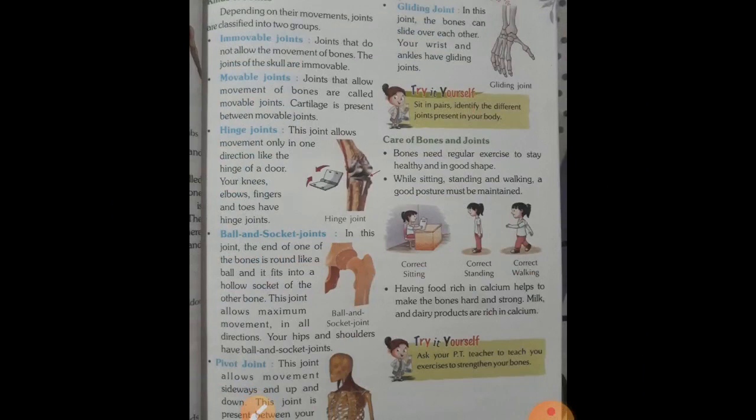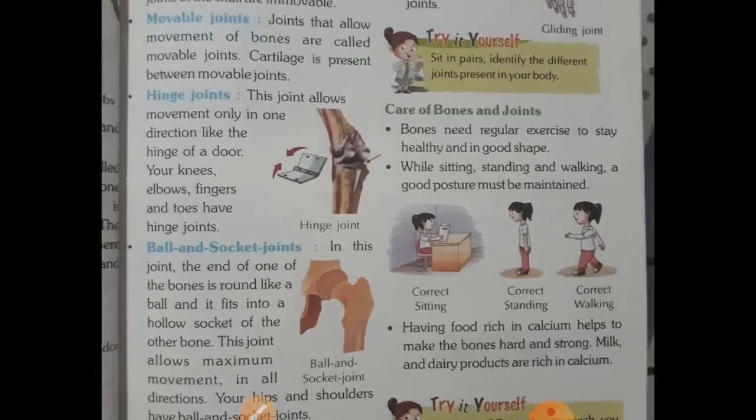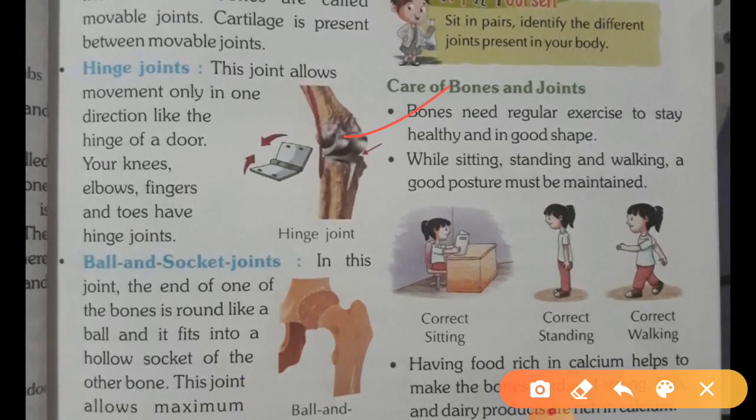And movable joints are also of four types: hinge joint, ball and socket joint, pivot joint and gliding joint. Now, care of bones and joints. How can you care for your bones and joints? Bones need regular exercise. Here you see, bones need regular exercise to stay healthy and in good shape. Regular exercise. Number 2, while sitting, standing, walking, a good posture must be maintained.